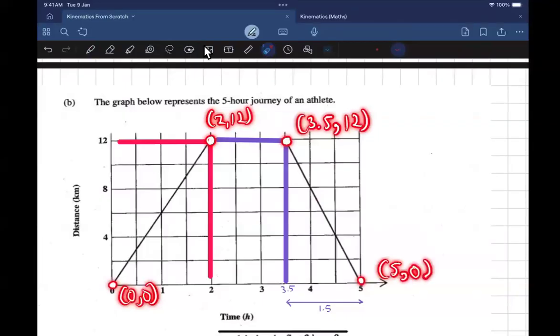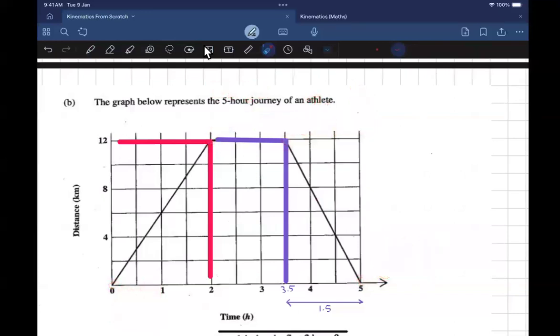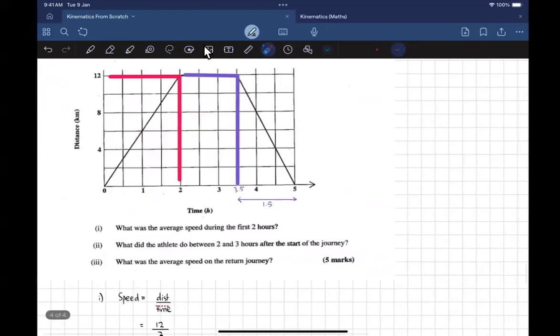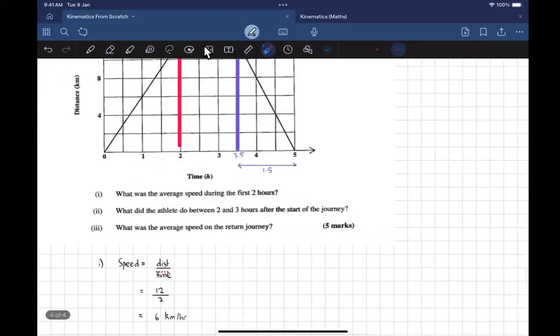If you wanted to use gradient, you're supposed to label all those points. This one would be x1, y1, this one would be x2, y2, and so on and so forth. But the answer you'll get for this would be negative, so that would be more velocity than speed. It was negative, and that's when I realized I did it wrong.